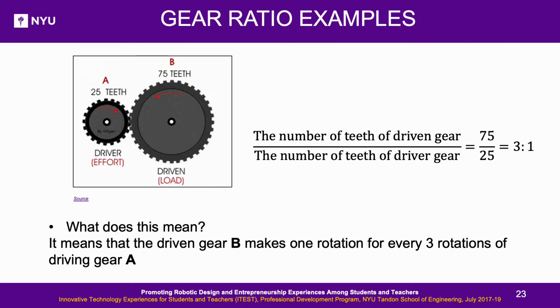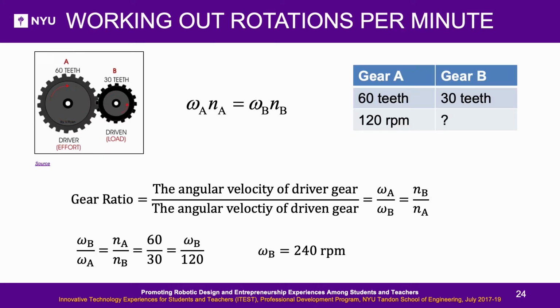Examples of gear ratio. In this slide, the gear ratio is 3, which means that the driven gear B makes 1 rotation for every 3 rotations of driving gear A. Working out rotations per minute.